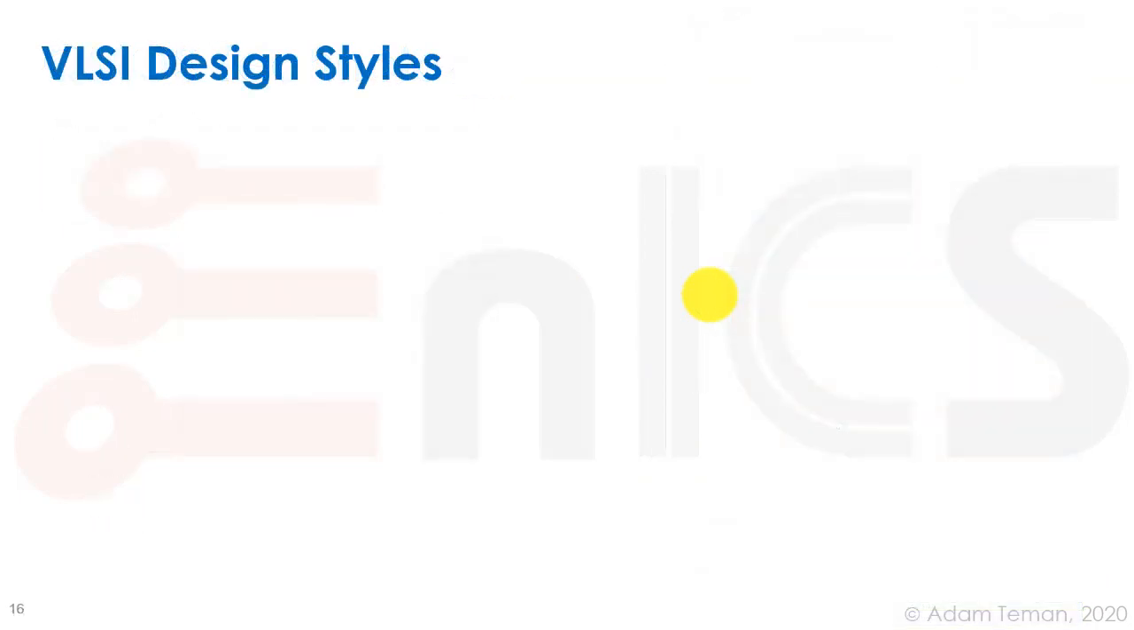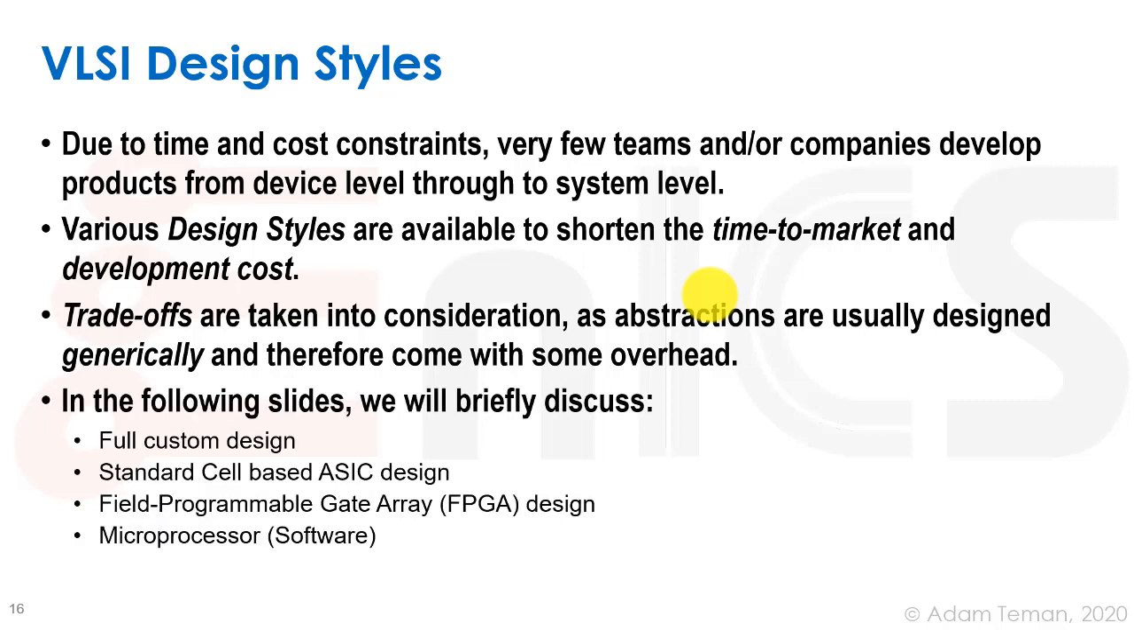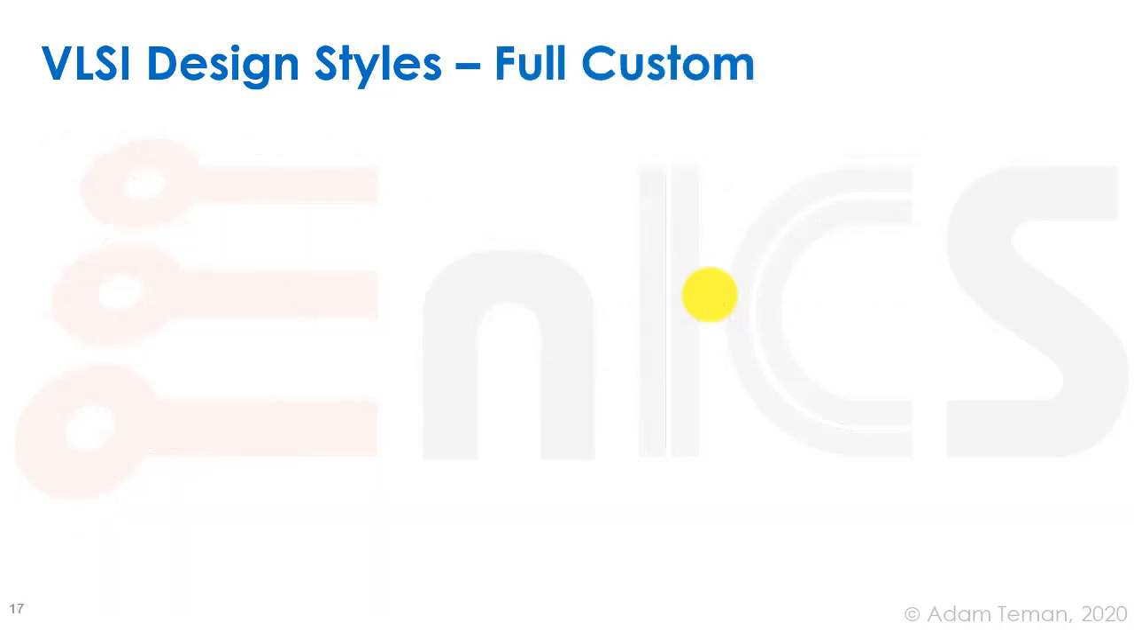And that leads me to what we call VLSI Design Styles. Due to time and cost constraints, very few teams or companies develop products from the device level through to the system level. We usually use various design styles to shorten the time to market and development costs. We have to take into consideration trade-offs as always, as abstractions are designed generically and therefore come with some overhead. So we're going to discuss 4 types of design styles: full custom design, standard cell ASIC design, field programmable gate array FPGA design, and we're just going to touch on microprocessor or software-based design, which is not the focus of this course at all.